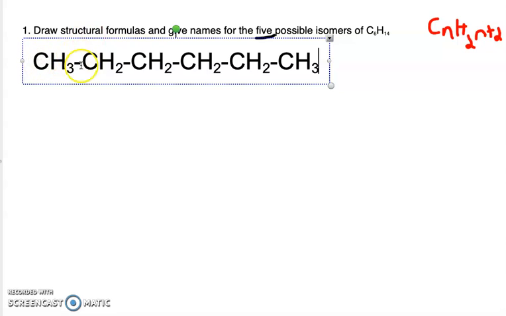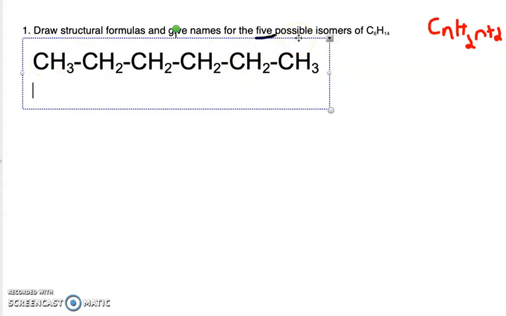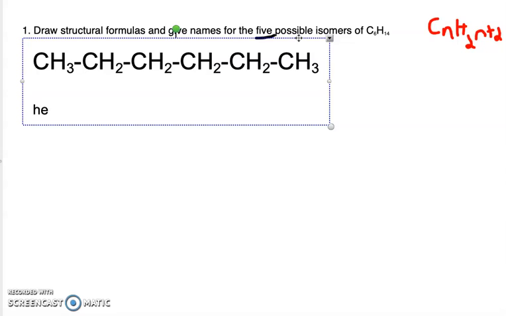So we check it, 1, 2, 3, 4, 5, 6 carbons, 3, 4, 5, 6, 7, 8, 9, 10, 11, 12, 13, 14 H's. This matches. So this is our first one, okay? And this, no side chains, 6 carbons in the main chain. So it is going to be hexane. Okay, no prefix, right? Hex for 6, ane because it's all an alkane. So that's our first possibility, everything in a straight chain.